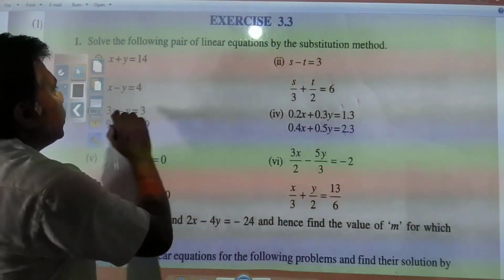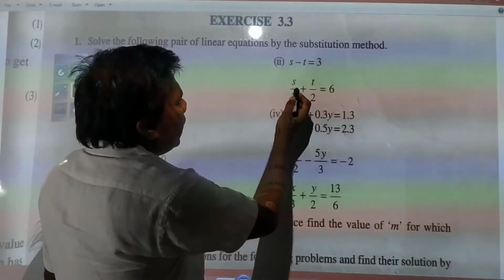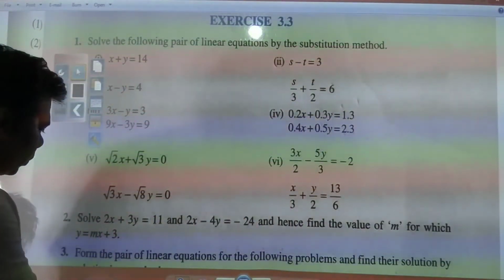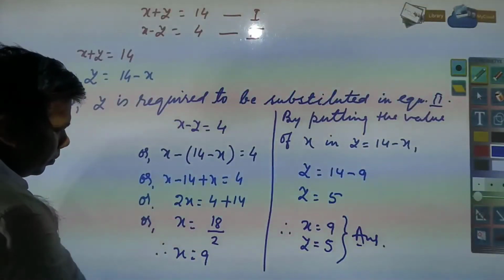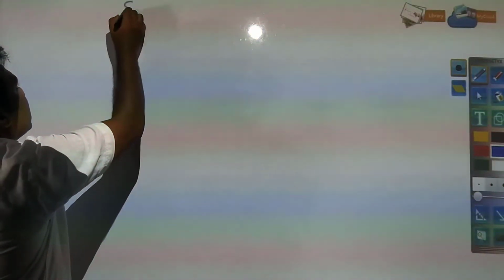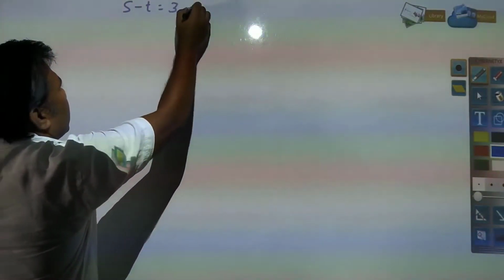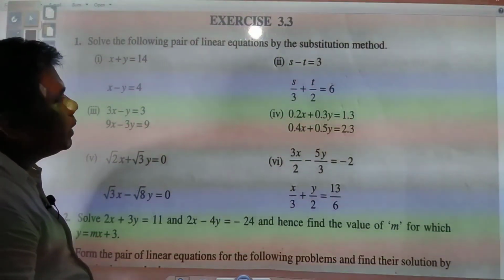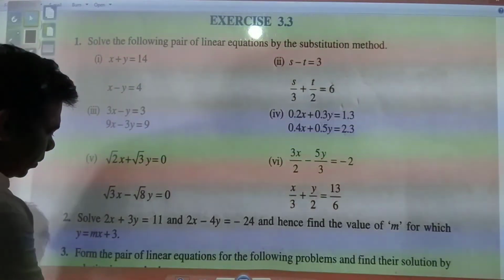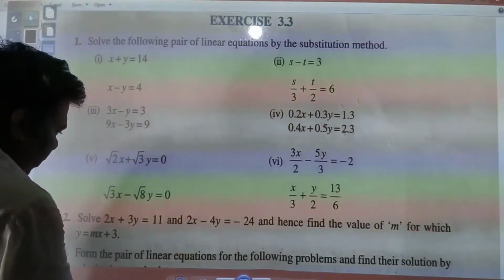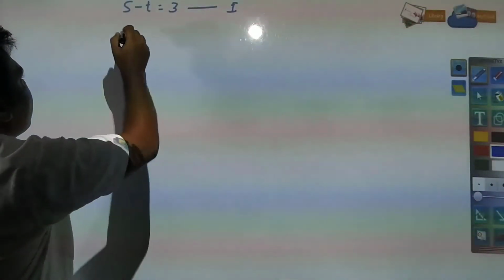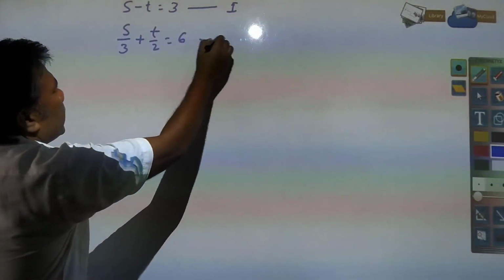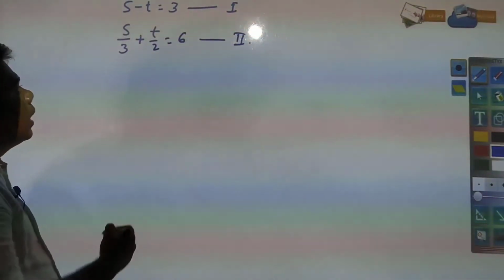Here you see, next question you have s minus t is equal to 3 and s by 3 plus t by 2 is equal to 6. S minus t is equal to 3, this is your first equation. And second equation you have s by 3 plus t by 2 is equal to 6. This is your second equation. Now you see how we will solve.